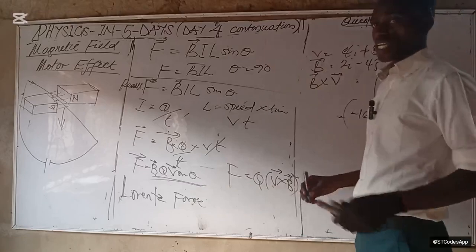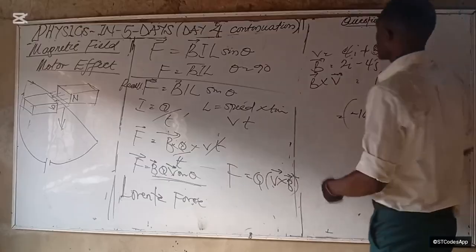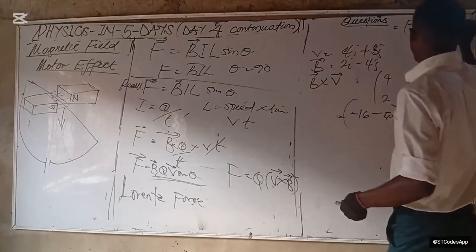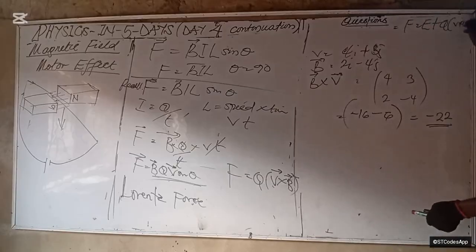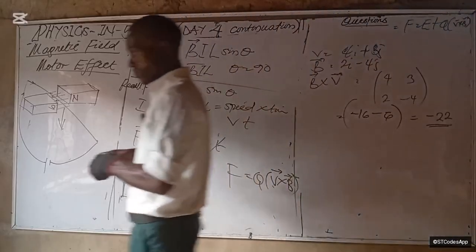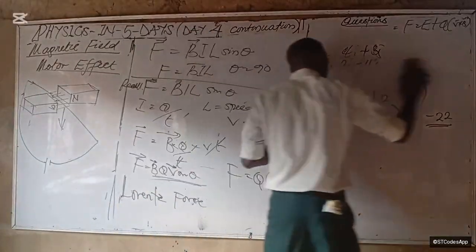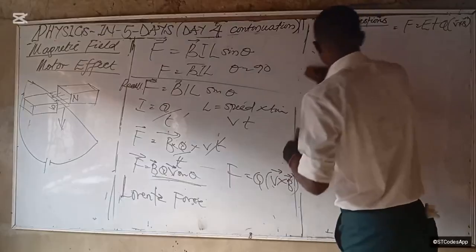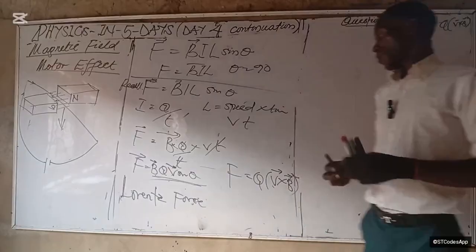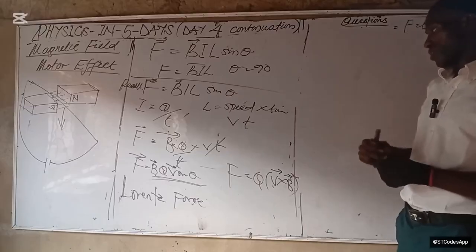Is that okay? Now, if an electric field was also in the system, it will be F equal to Q times E plus V cross B. Does this make sense? It's still an advanced form of Lorentz force. It's called what? Lorentz force. That's the force acting on a charge placed in the magnetic field. Are you with me?